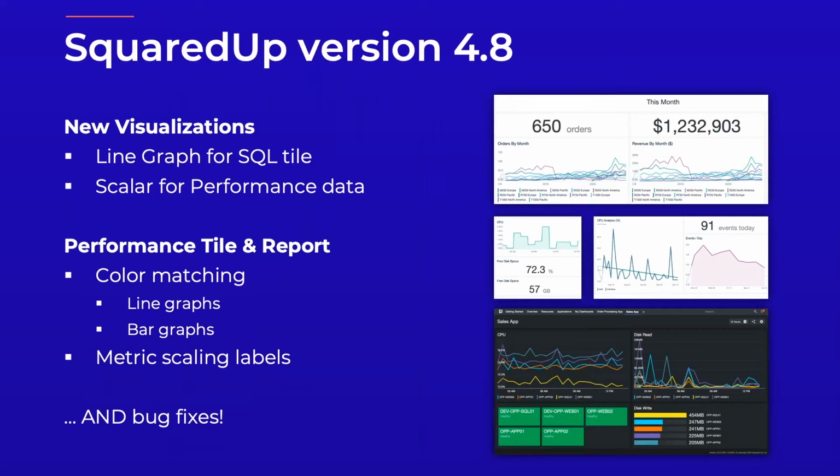And then we've done a number of improvements to performance tiles in general. So we are adding the ability to color match your line graphs and your bar graphs. We are going to take a look at that in detail shortly. And we're also adding the ability to set and display metric scaling labels, as well as a bunch of bug fixes that we fixed along the way.